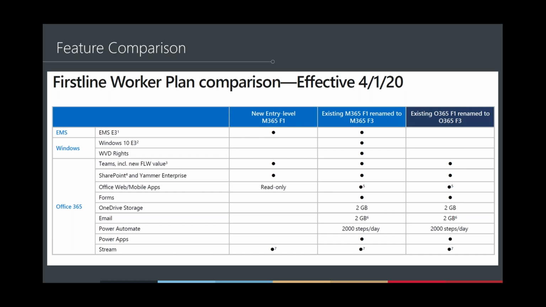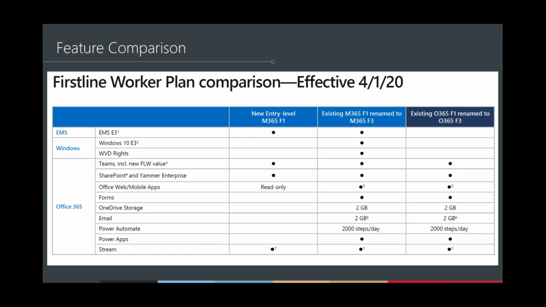The other naming change I wanted to cover off was again from April, and this is for the first line worker. First line workers were previously called the kiosk worker, the K plans. So traditionally aimed at people who would spend only a fraction, 20% of their day in front of a PC: delivery drivers, shop staff, store workers or manufacturing workers, people like that. And you previously basically had Office 365 F1, and then you had Microsoft 365 F1 as well.